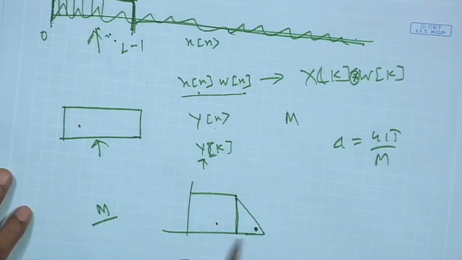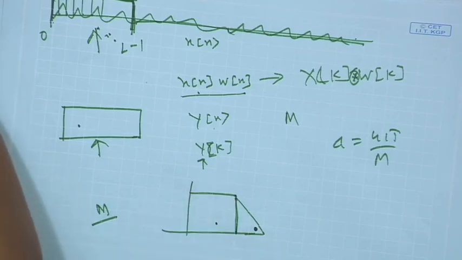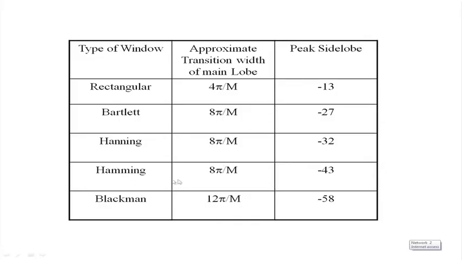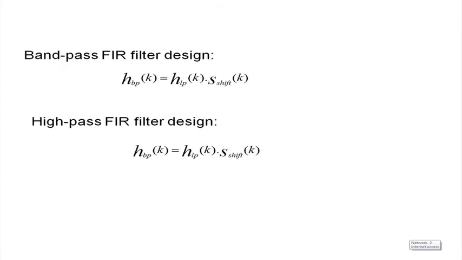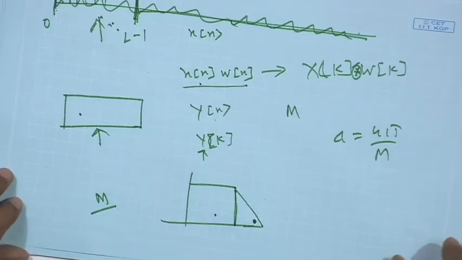Okay. If I use the rectangular window, then it is 4 pi by m. If it is a Hamming window, 8 pi by m; Hanning window, 8 pi by m. Depending on the requirement, I should decide which kind of window to apply. Next one: how do I implement a band pass filter?